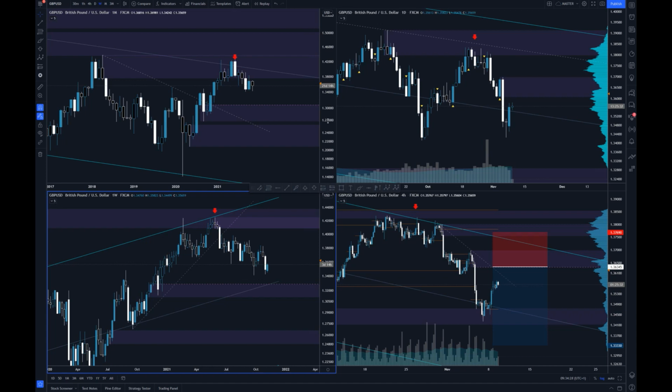So we will look at all the time frames, the COT, how to find the entry and how to execute it.